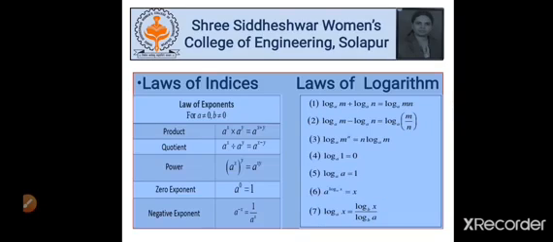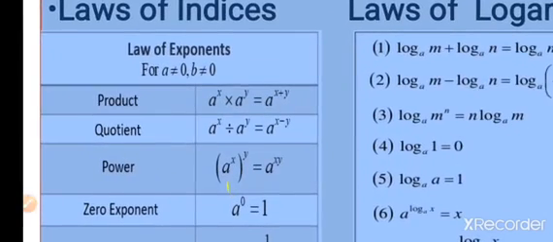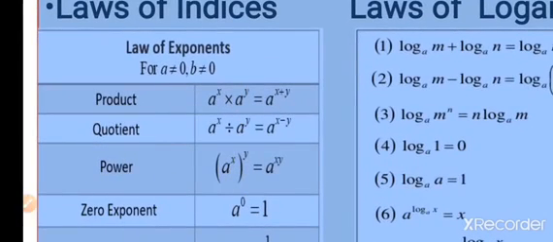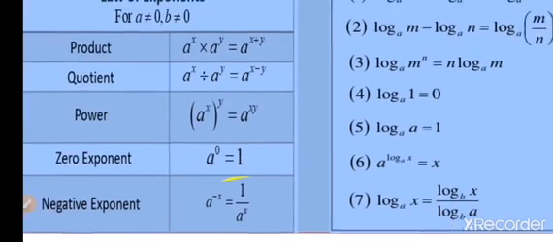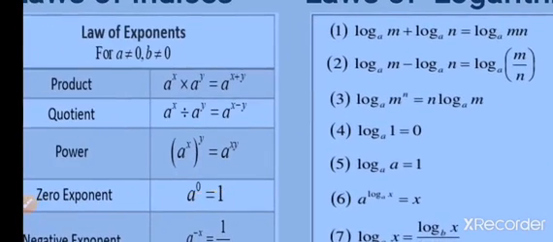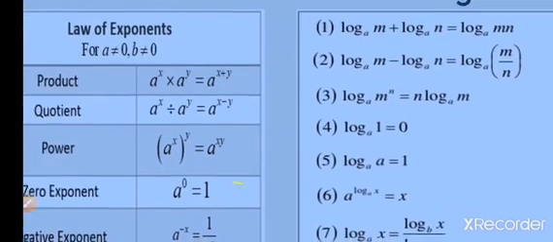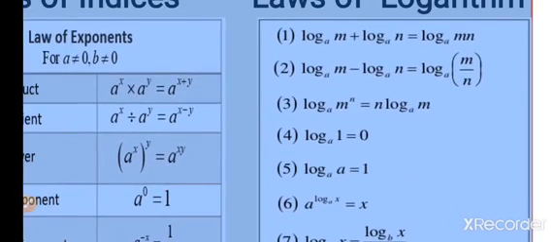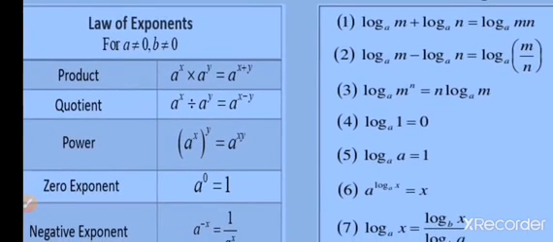After this, what we require is laws of indices and laws of logarithm. We have studied these two concepts in 8th and 9th standard. So everyone should be able to apply laws of indices and laws of logarithm. These are the laws of indices: product, quotient, power, zero exponent and negative exponent. And related with the product law of indices, there is the addition law of logarithm. There is one law of logarithm associated with each law of exponents.